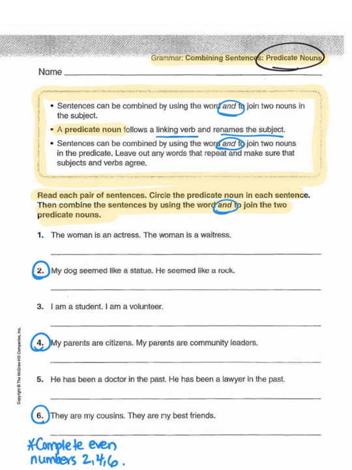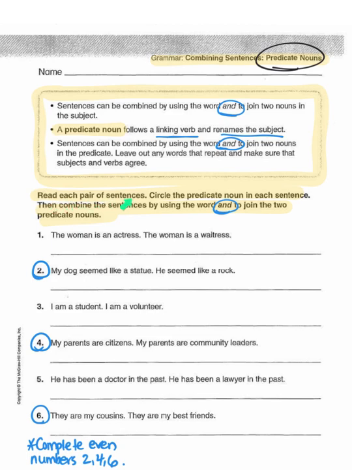Let's take a look at our box and see what it says here for our highlighted look at me, look at me. Sentences can be combined by using the word and to join two nouns in the subject, which we already did. The predicate noun follows a linking verb and it renames the subject. Sentences can be combined by using the word and to join two nouns in the predicate. Leave out any words that repeat and make the subjects and verbs agree. So basically, again, we're going to try to make it simpler and shorter and not have too many sentences when we can combine them into one.